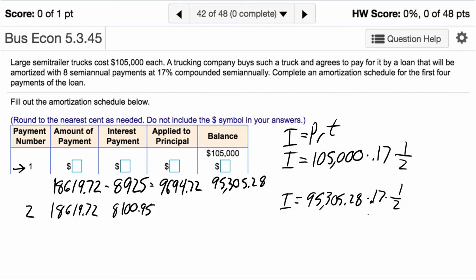All right. And so from there, you're just going to continue this pattern. So we'll subtract those 2 numbers. That's going to give you the amount applied to principal. You'll then take that number and subtract it out of the $95,305.28. That'll give you the new balance. And then we just repeat that process for as many times as it asks for. So that's how you calculate an amortization schedule.